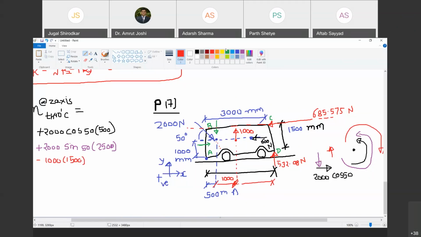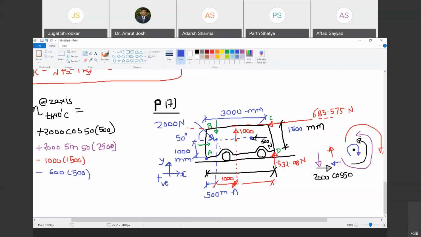Now going ahead, 600. Where is 600 acting? 600 is towards the left but down at this point. Are you with me? Yes, sir. And it is going to cause a clockwise moment. So minus 600 into, tell me the distance. 500. Yes, 500.